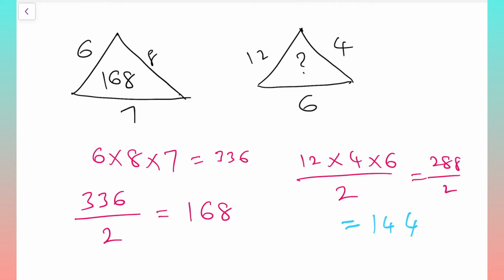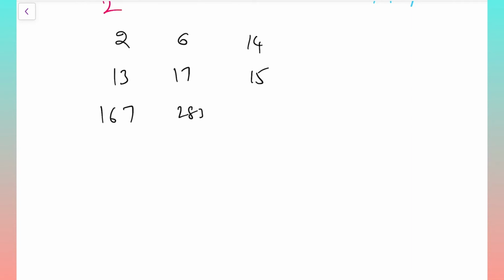Okay, next question. 2, 6, 14, 13, 17, 15, 167, 283, and something is missing here. So what is that missing number?